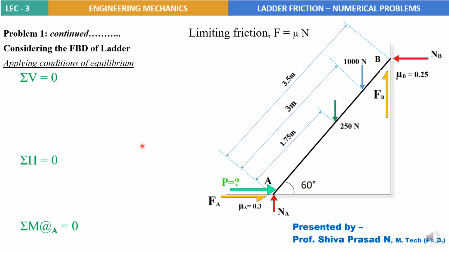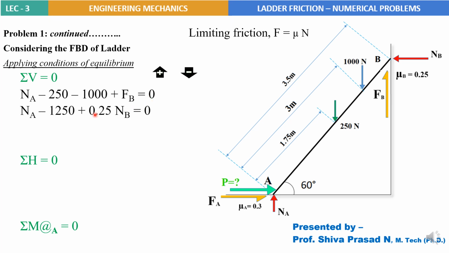To begin with, the first condition of equilibrium, sigma V equal to 0. The sign conventions would be upward positive and downward negative. What are all the forces to be considered here in the vertical direction? NA acting upwards, plus NA; 250 Newton vertically downwards, minus 250; and 1000 Newton force acting downwards, minus 1000; and finally the frictional force FB acting upwards, so plus FB equal to 0. This is the equation for sigma V equal to 0.